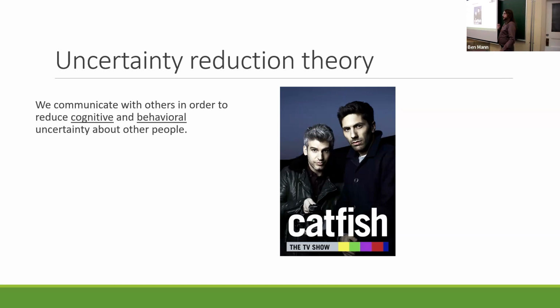Cognitive uncertainty deals with the information that we have available to us, right? So what do we know about people? How would we categorize them? If you're getting to know somebody, say you're dating somebody and you have deal breakers, things like kids, political and social issues, where you need to be on the same page, you're reducing cognitive uncertainty by learning about them.